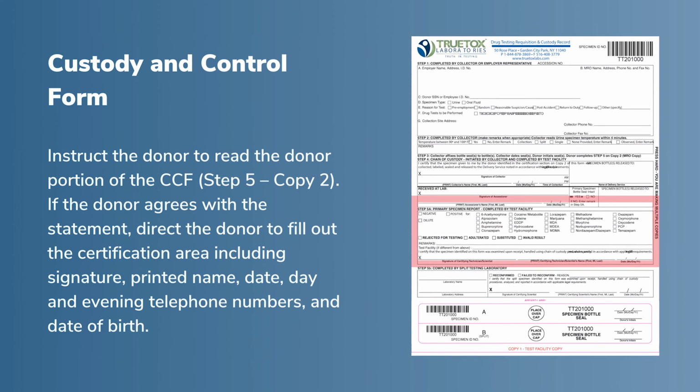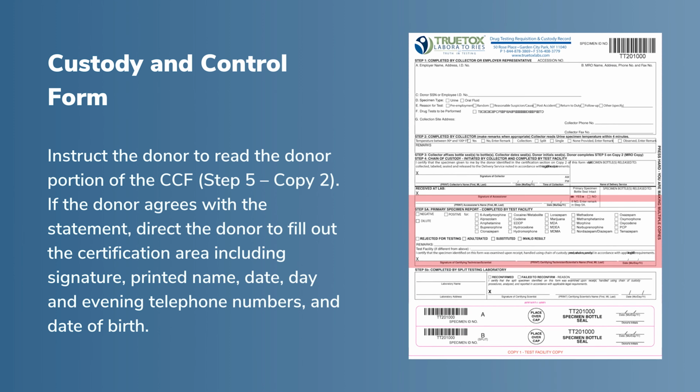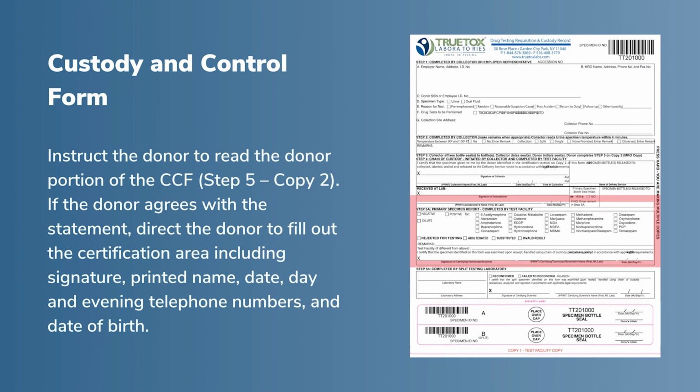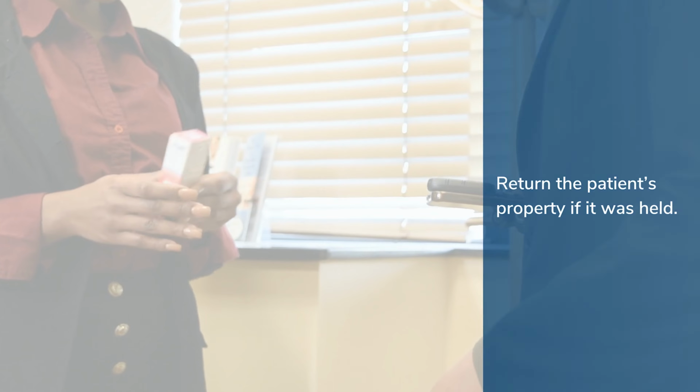Instruct the donor to read the donor portion of the CCF from Step 5 of Copy 2. If the donor agrees with the statement, direct the donor to fill out the certification area, including signature, printed name, date, day and evening telephone numbers, and date of birth. Return the donor's property if it was held.